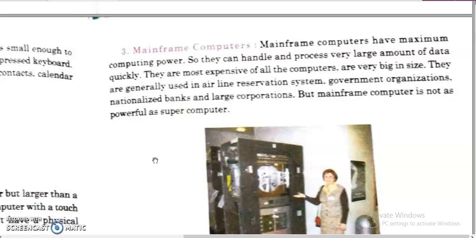The different places where these mainframe computers are used are airline reservations, or railway reservations for that matter, then government organizations, nationalized banks. All the ATMs are controlled by these mainframe computers, and they are the next series after the minicomputers. And then after this we have the supercomputer.